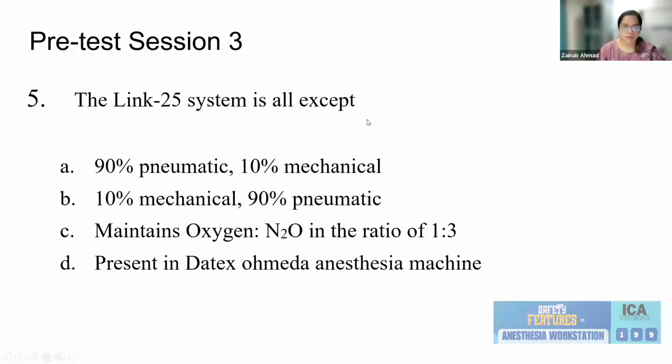So going on to the second last question of this poll, the Link 25 system is all except: option A, 90% pneumatic and 10% mechanical. Option B, 10% pneumatic and 90% mechanical. I think there's a slight error in this. Option A and B both seem to be the same. So that's okay. Then option C, maintains oxygen and nitrous in a ratio of 1:3. And option D, present in Datex-Ohmeda anesthesia machine. So here I am ending the poll because the time is already over.